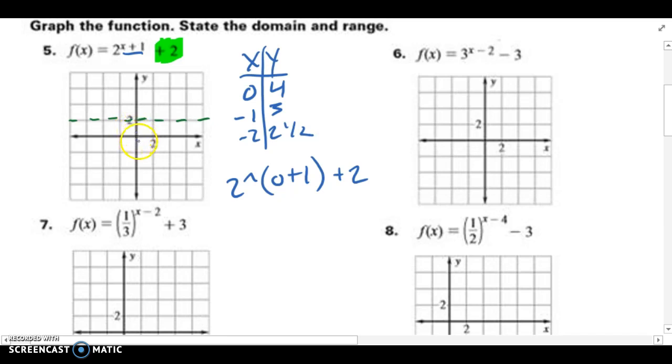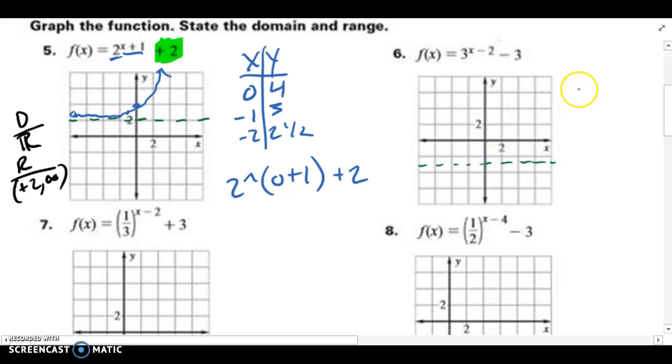So we got 0, 4, which would be right there because it counts by 2's. -1, 3, which would be right in the center, and then -2, 2.5. Then we have the graph that's formed right there. It is a growth function because this is larger than 1. Our domain is all real numbers, and I could write that on all of these. And then range is going to be the asymptote, so +2 to infinity. And we're done. The next graph, I'm going to go a little faster here, so -3 is the asymptote.